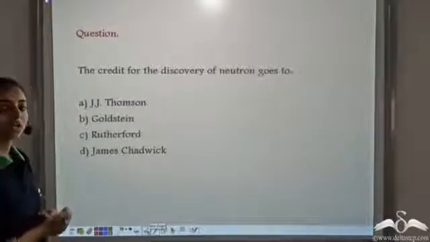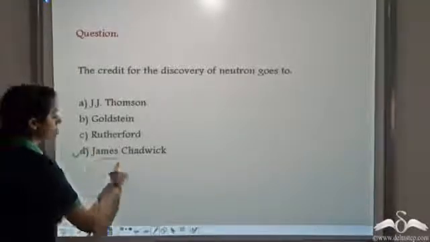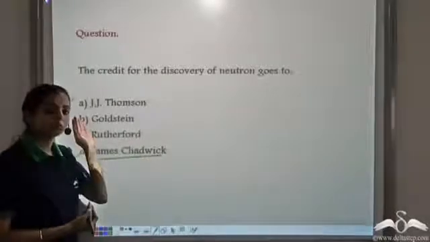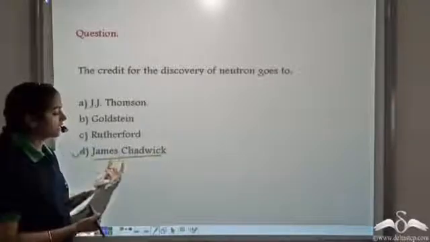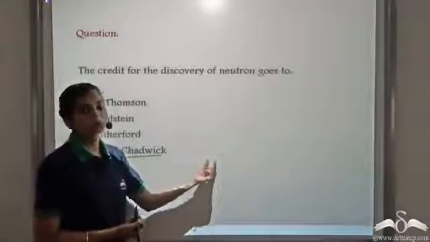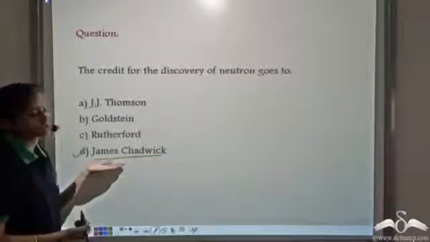The credit for the discovery of neutron goes to James Chadwick, who performed an experiment using beryllium nucleus. He projected the alpha particles, and then found that a particle, neutron, was released, which was neutral in nature. So the credit for the discovery of neutron goes to James Chadwick.